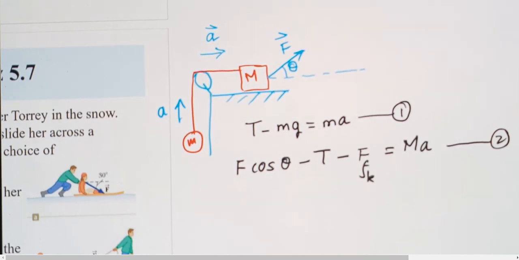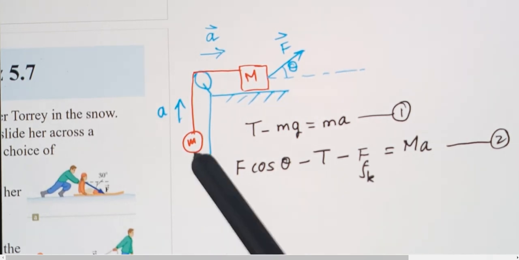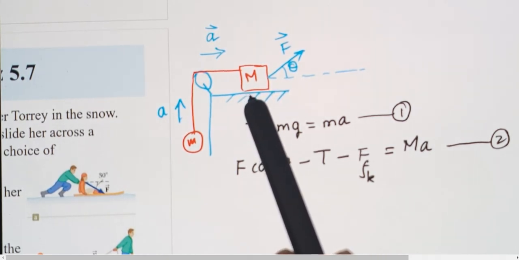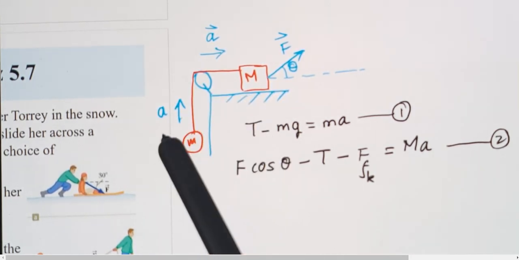We cannot have M is equal to A. M is kilogram, and A is meter per second squared. What do you mean M is equal to A? The acceleration of the small m is the same as the acceleration of the capital M. It has to be. And the tension is the same.